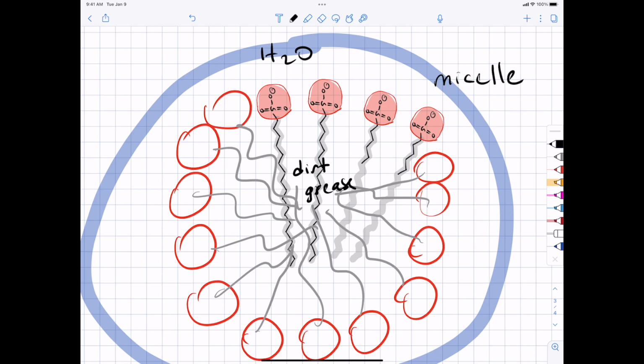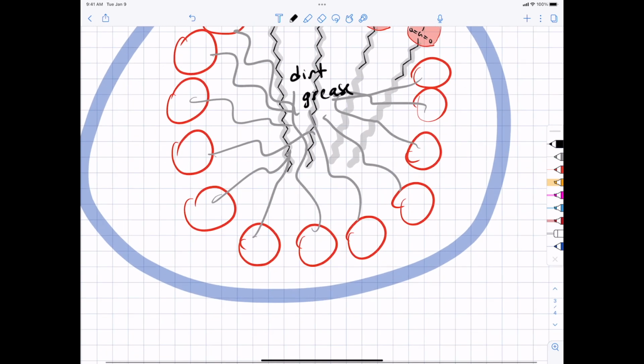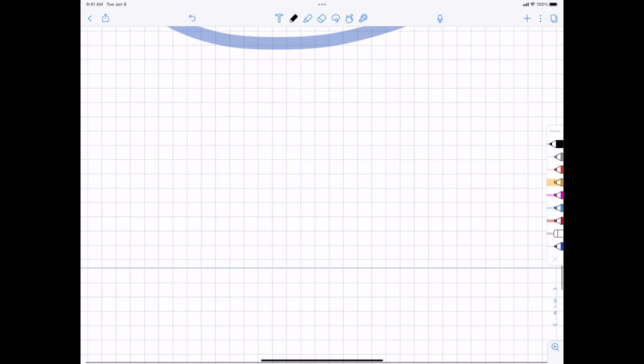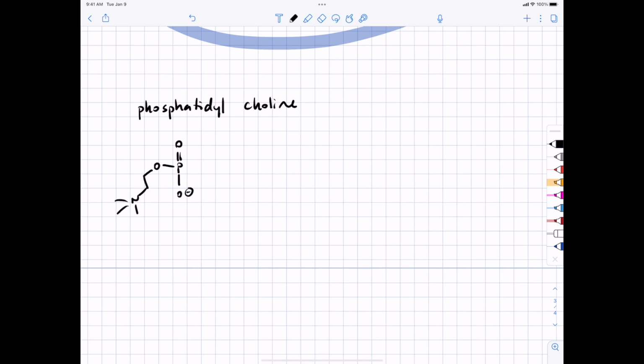Now, I'm going to draw something, and I want you to think about how the situation would change if we made a very similar molecule with a slightly different shape. What I'm going to draw now is phosphatidylcholine. It's got a phosphorus group here. It's got a positive charge here, negative charge there. And then here, it's got two long-chain carboxylic acids.